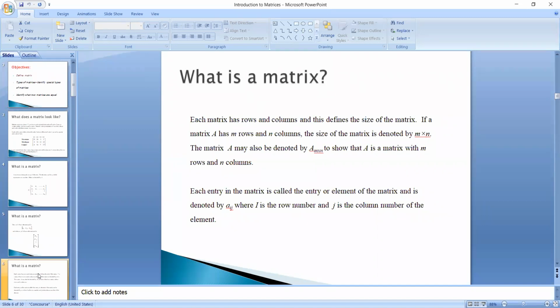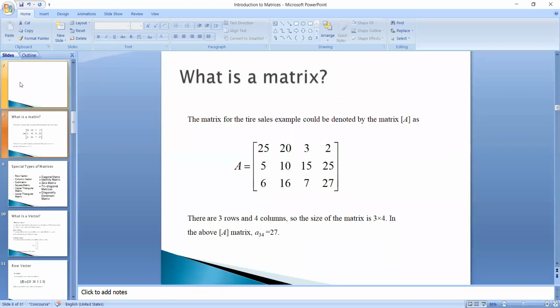Each matrix has rows and columns, and that represents the size of the matrix. For example, m by n has m rows and n columns. That is called the size of a matrix. The first subscript i represents the row number, and the second subscript j represents the column number of the element.